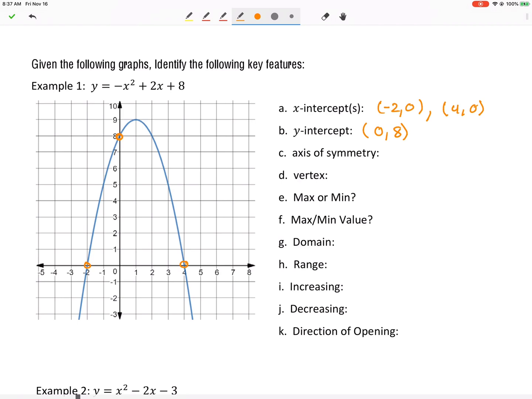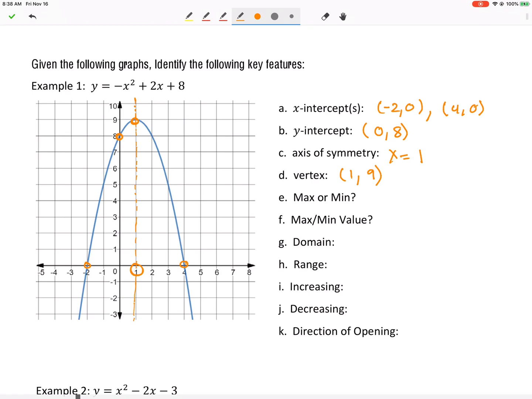Axis of symmetry, it's always going to be the line that cuts the parabola in half. All right, so it's going to be x equals, it'll always be x equals, and then we want that x value that the axis of symmetry crosses. Okay, so that would be 1. Vertex is the turning point, so the axis of symmetry always goes through that vertex. So we know our x value is 1, and our y value is 9.